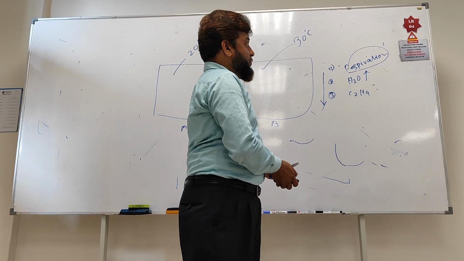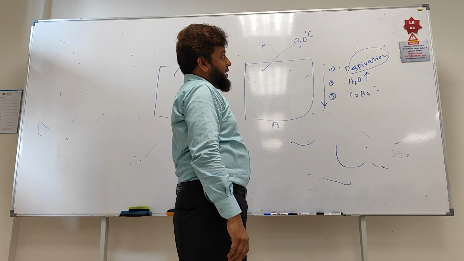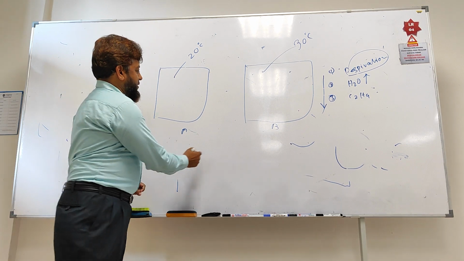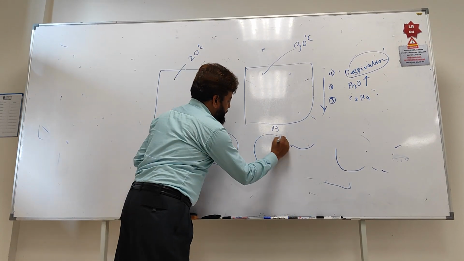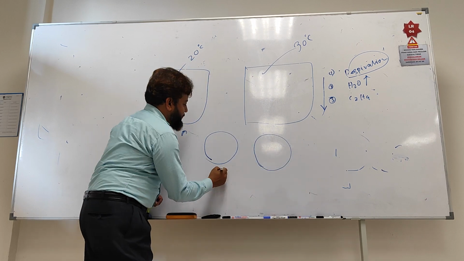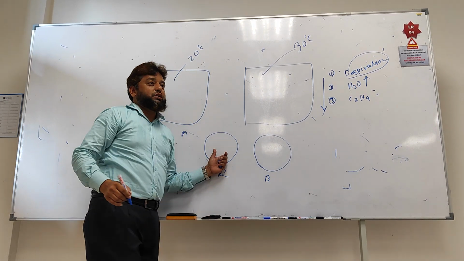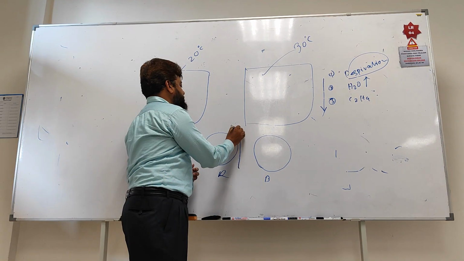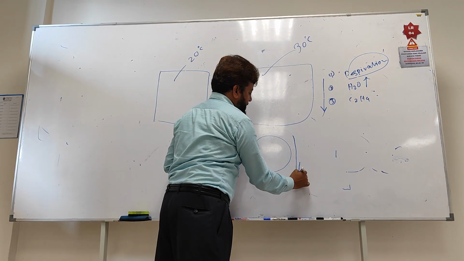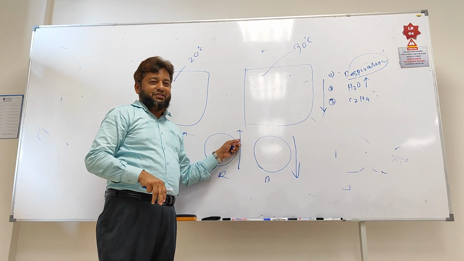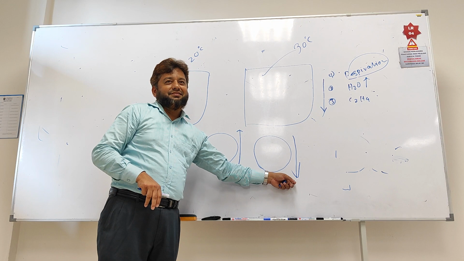So now we get to loss of water. Say there are two fruits, fruit A and fruit B. From fruit A, the loss of water is very high, and from fruit B, the loss of water is low.